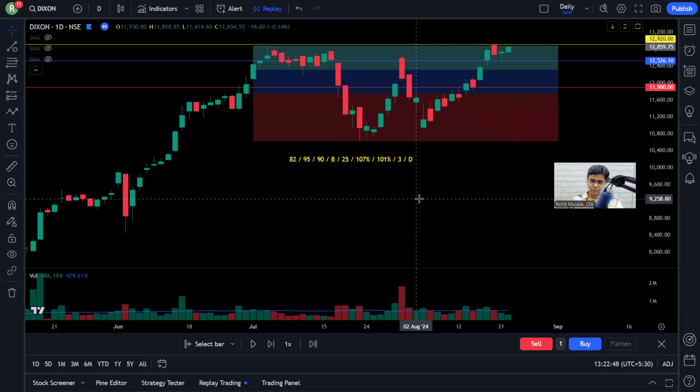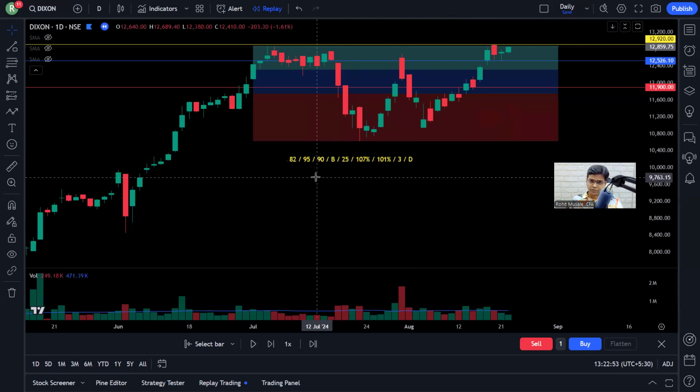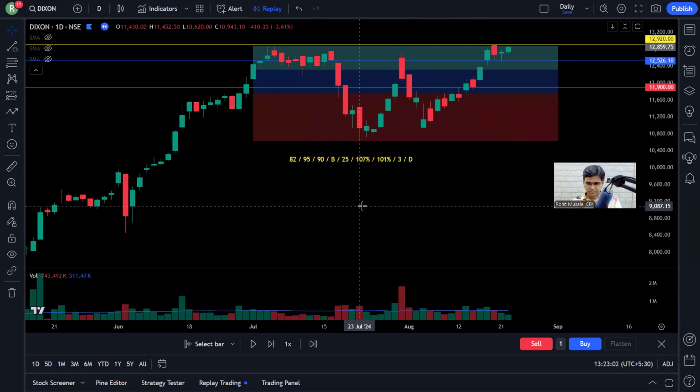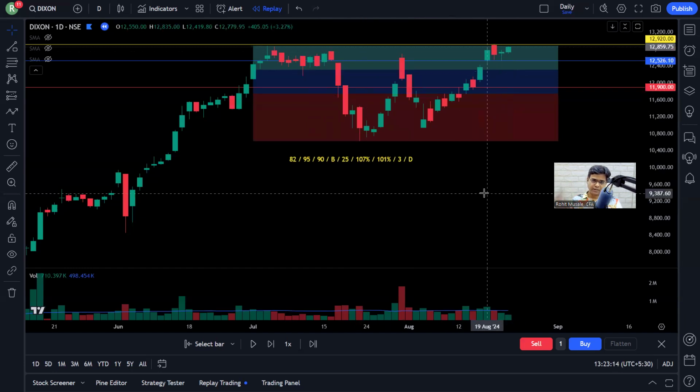So 4 or 5 factors go into calculating this number, and this is a very good sign. The stock is displaying strength across the ratings. 90 is the price strength. Basically, this means that this stock has done better than 90% of all the stocks in the Indian stock market on a 52-week performance basis. So this is clearly an outperforming stock.